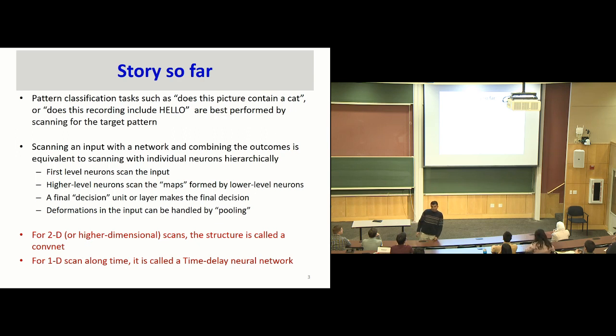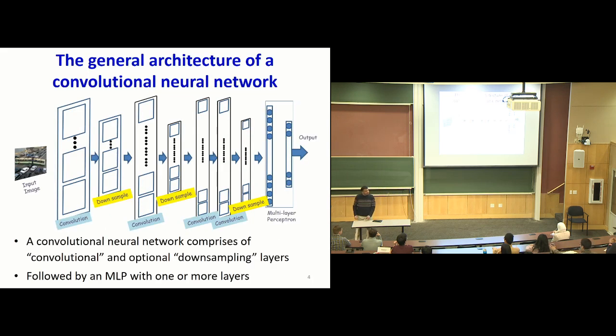Now, for two-dimensional or higher dimensional structures where the scanning occurs in a two-dimensional pattern, we call this a convolutional neural network. On the other hand, when you had something like a speech signal or any time series where the scanning was only along time, this was a one-dimensional scan, we call this a time delay neural network or a 1D CNN. You've encountered both of these terms in your quiz.